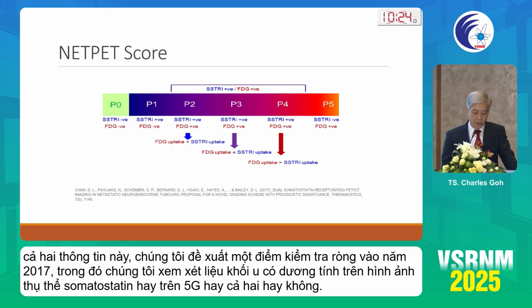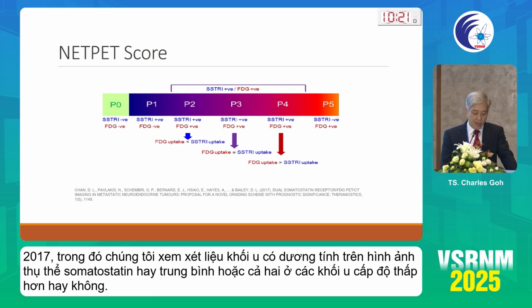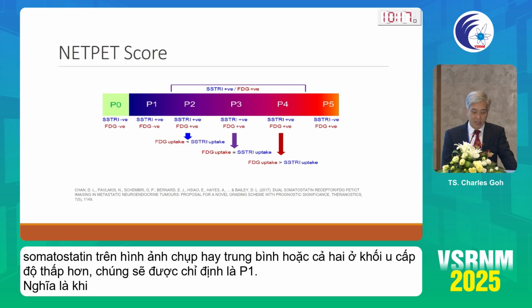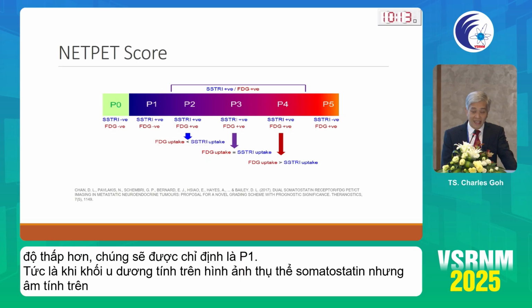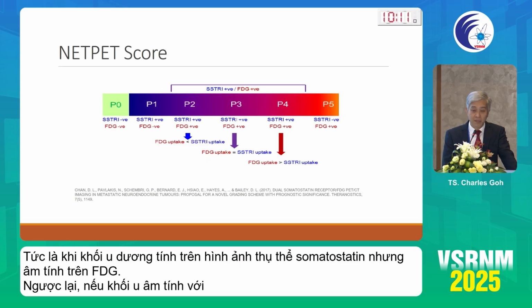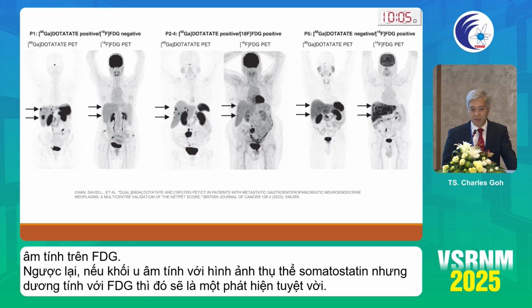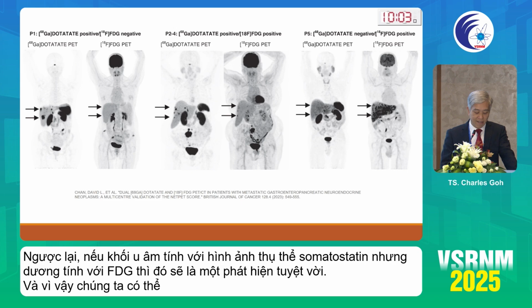In lower grade tumors, they will be assigned a P1. That is when the tumor is positive on somatostatin receptor imaging but negative on FDG. Conversely, if the tumor is negative on somatostatin receptor imaging but positive on FDG, that would be a P5. And so we are able to prognosticate tumors by seeing their relative uptake on somatostatin receptor PET and FDG.